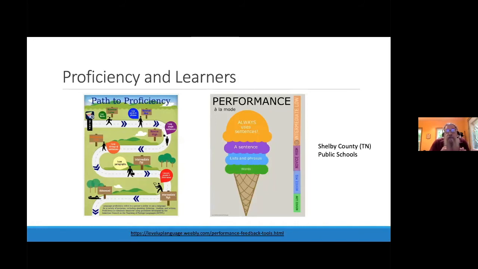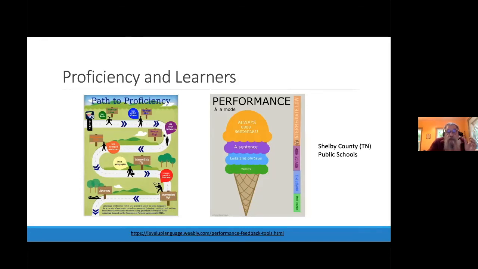And we've seen various metaphors used to explain to students exactly what proficiency is and how to find themselves on the path to proficiency, how to find where they are and then how to level up to the next level using this language of proficiency. And we see this, the Shelby County, Tennessee Public Schools developed these two paradigms, the proficiency path, and they also developed this idea of using an ice cream cone to help the students understand how they can take what they're producing in the language at any one stage, and how to level up to the next, how to add a scoop of ice cream to their ice cream cone.